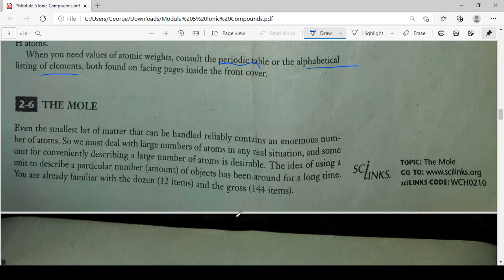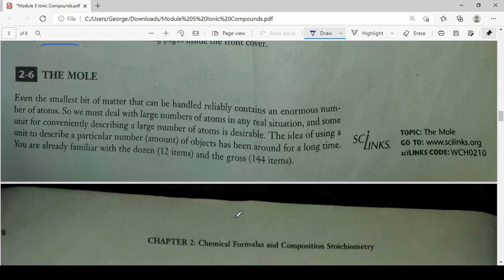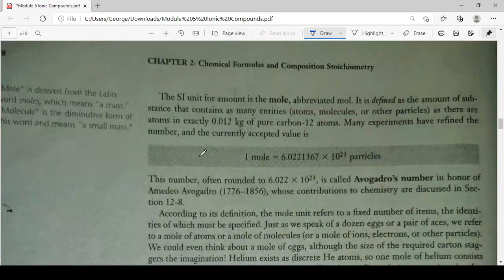The idea of using a unit to describe a particular amount of objects has been around for a long time. So you are already familiar with the dozen. Ang dozen, kids, is 12 items and the gross is 144 items, di ba? Common siyang ginagamit. Am I right? Na mga words ang dozen, ang gross, so on and so forth.